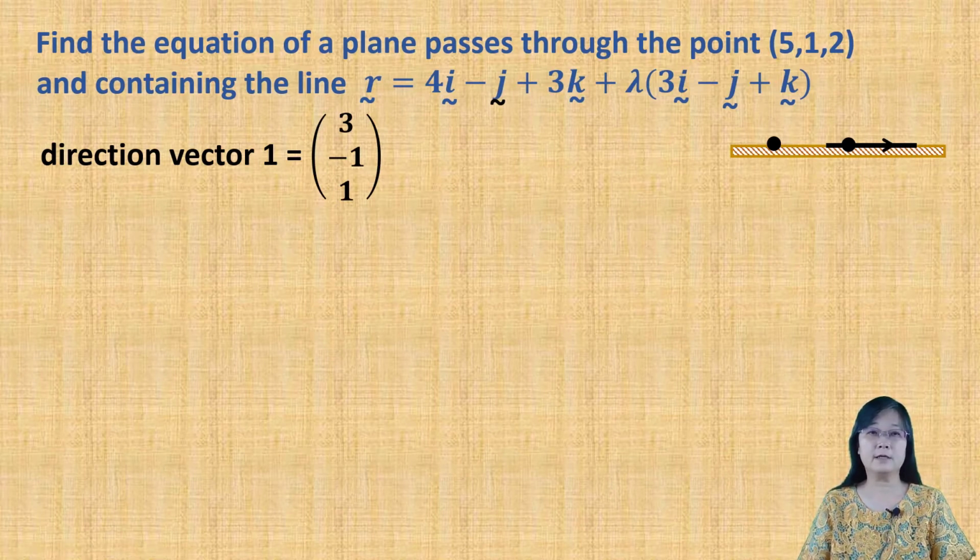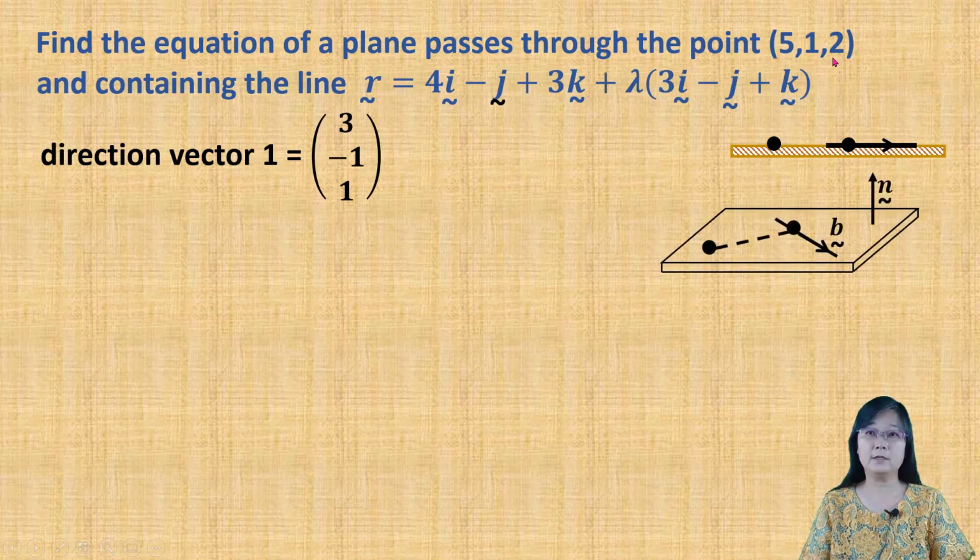To find the second direction vector, from the question we found that we have two position vectors. One is the position vector of the point given. Another is the position vector from the equation of the straight line. So by using the two position vectors, now I can calculate one direction vector.